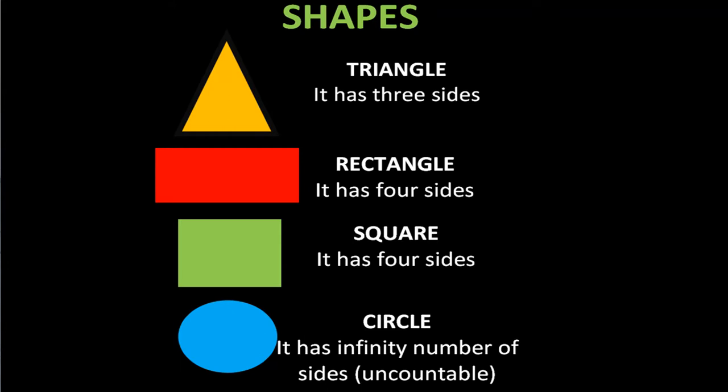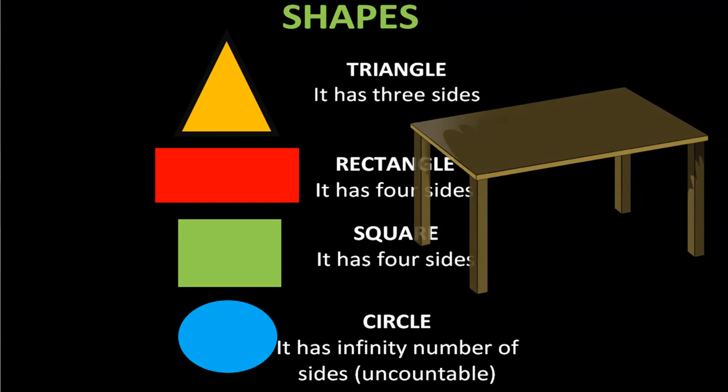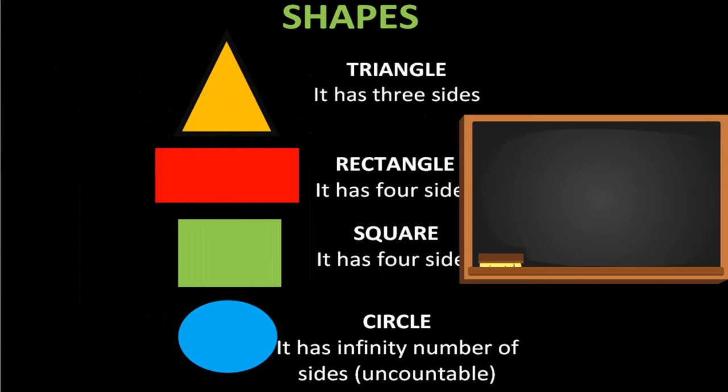The second one there is rectangle. Can you see my chart? Very good. Rectangle. It has four sides. Now I'm going to talk about the objects that have the rectangular form. Let me show you the objects. We have table. Ngozi, can you see my table? Your auntie's table has rectangular shape. Can you see the blackboard? The blackboard has rectangular shape. Good.